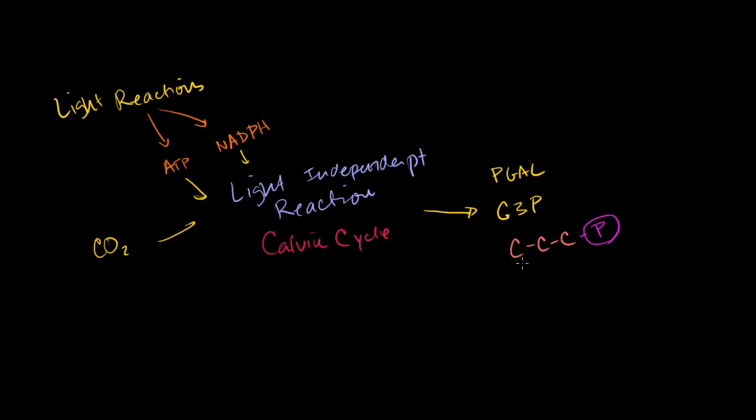You might remember in the first stage of glycolysis, or the first time that we cut a glucose molecule, we ended up with 2 phosphoglyceraldehyde molecules. Glucose has 6 carbons, this has 3. But let's study the Calvin cycle in just a little bit more detail.